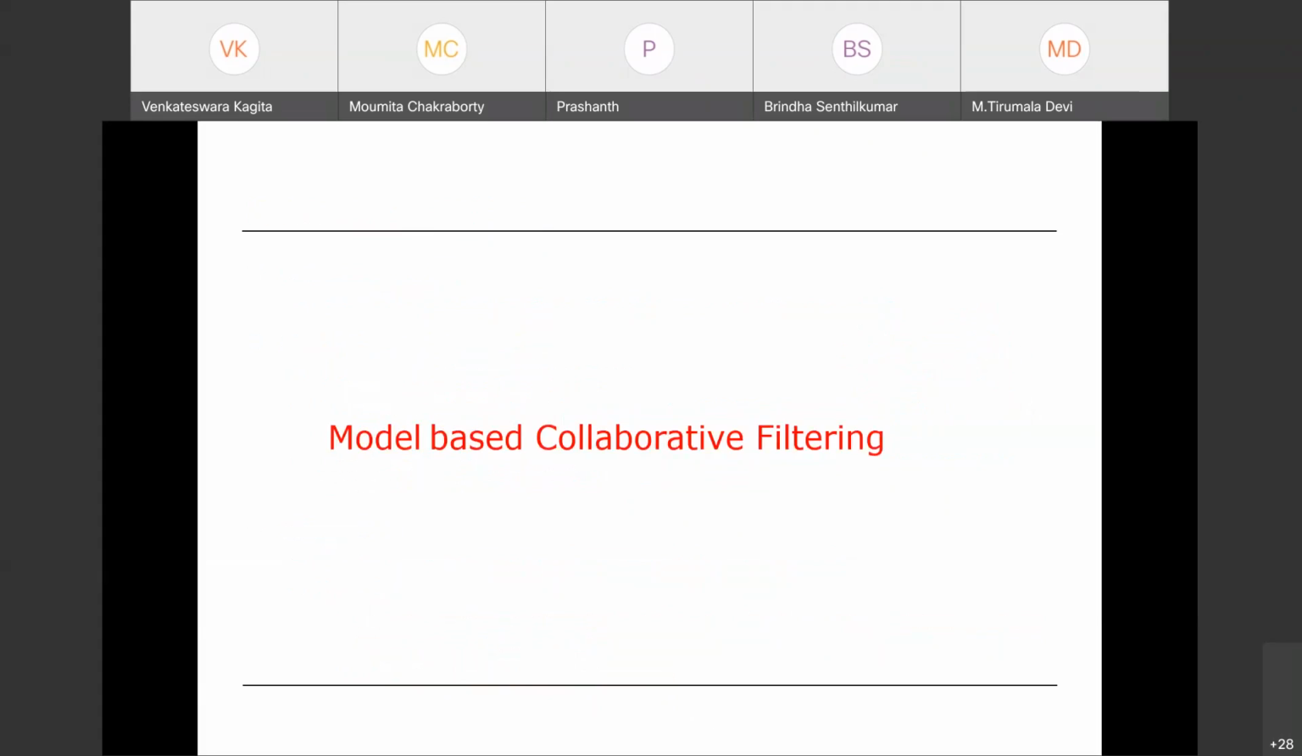Then we're going to discuss model-based collaborative filtering. Can anyone tell me what is the difference between memory-based machine learning approaches and model-based machine learning approaches?